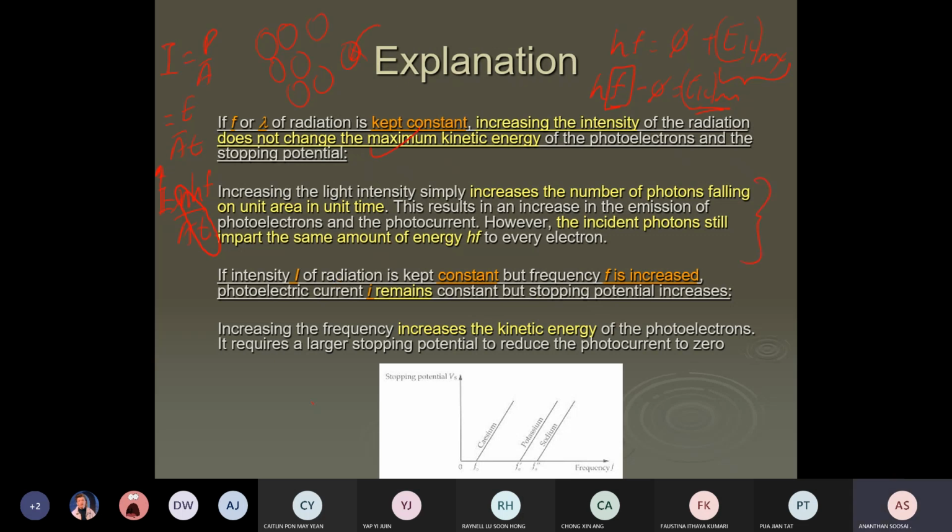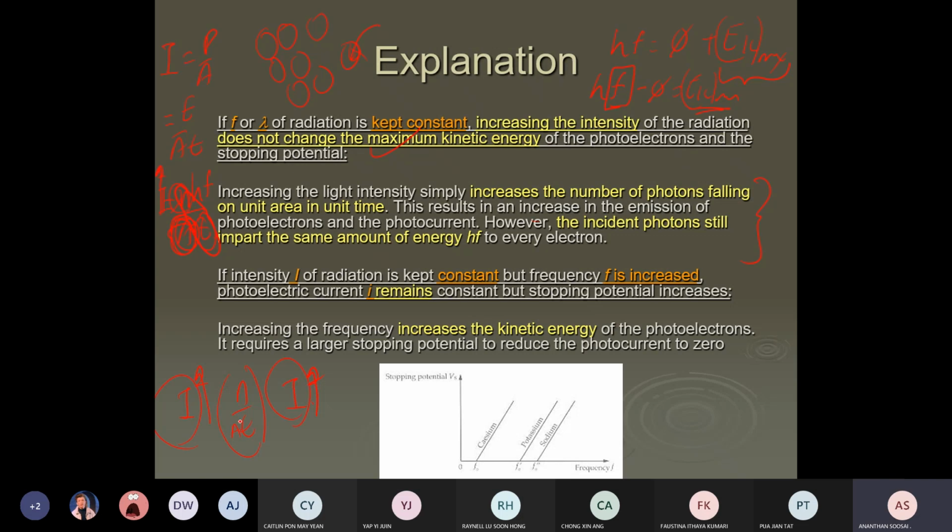Okay, look at the second paragraph. Increasing the light intensity simply increases the number of photons falling on unit area in unit time. Makes sense, right? This results in an increase in the emission of photoelectrons. Intensity rises means the number of photons per second per area striking the surface rises. So the photocurrent rises. Remember, photocurrent is directly proportional to intensity.